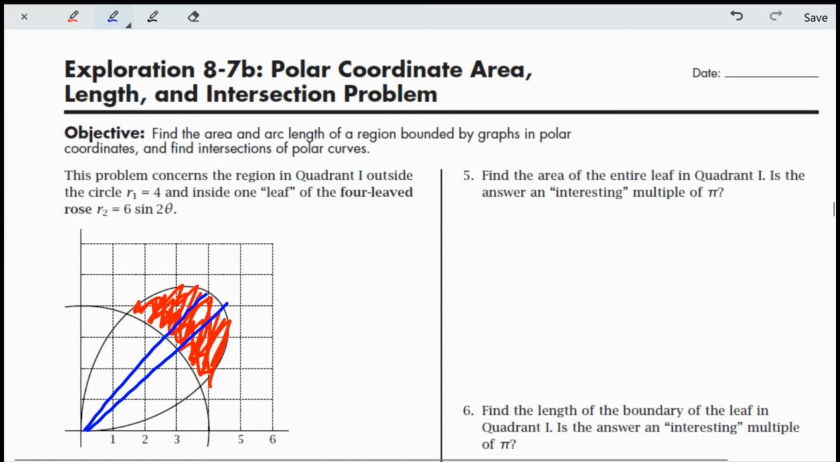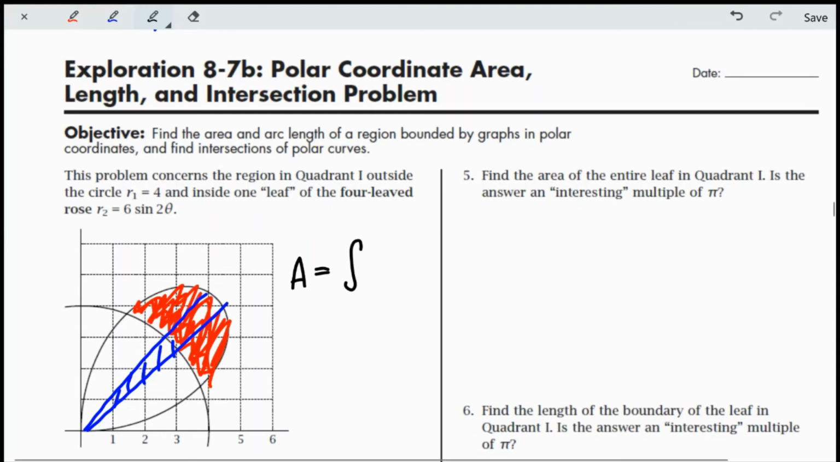But then I would want to subtract out or take away all of this part inside the circle, right? That sector of the circle needs to come out of that. So essentially what I'm going to do is a difference of the two area calculations, and we can combine that into a single integral.